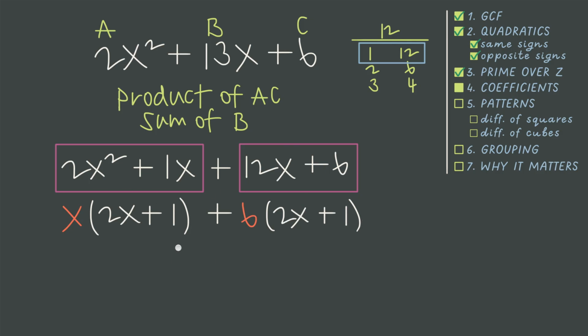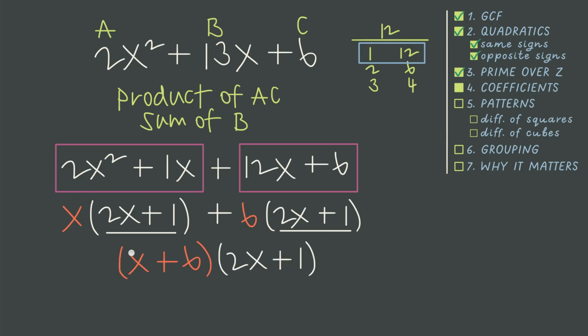When we use this method, these two binomials here are always going to match each other, which means that we have 2x plus 1 multiplied by x and also multiplied by 6. So we can pull that x and the 6 together into a binomial x plus 6, which is multiplied by 2x plus 1, and this is the factored form of the original quadratic.